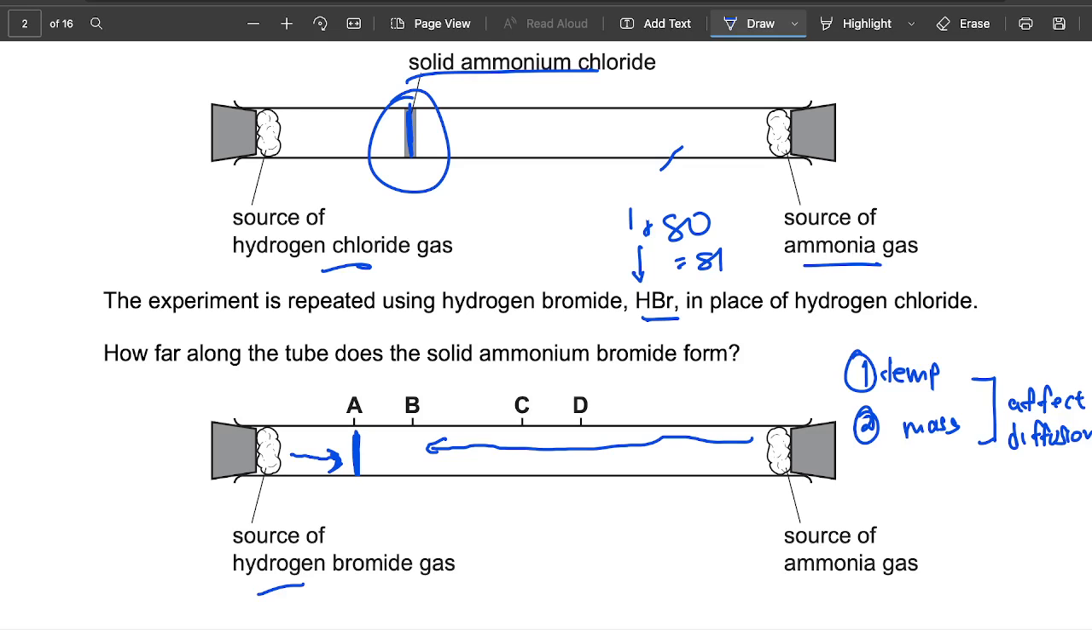Okay, so that's the reason why it would form at this region, hence the answer for this one would be A. Okay, so this was quite straightforward. You look at the mass of the two, and because it's heavier, it will diffuse slower.